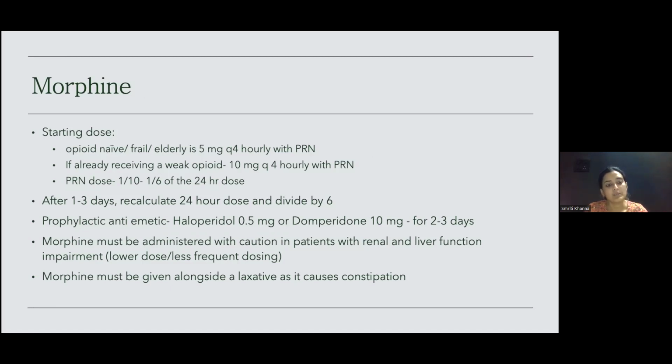And the PRN dose is going to be about 1/10 to 1/6 of the 24-hour dose. Common practice wise, usually whatever is the single dose is used as a PRN dose. So if a patient is on 10 milligram 4-hourly, then even the PRN dose is usually used as 10 milligram.